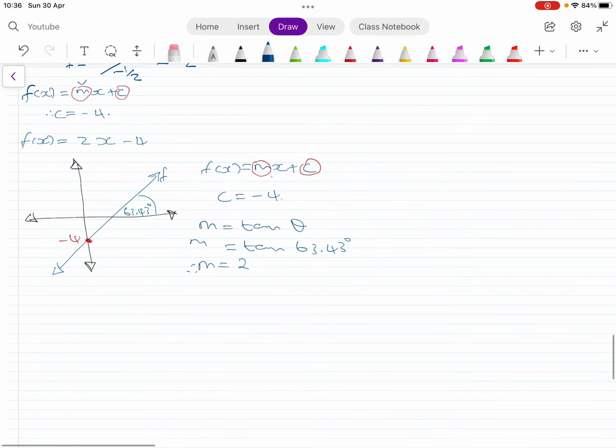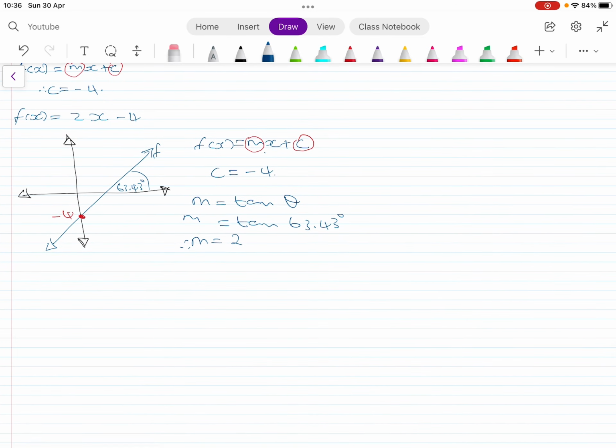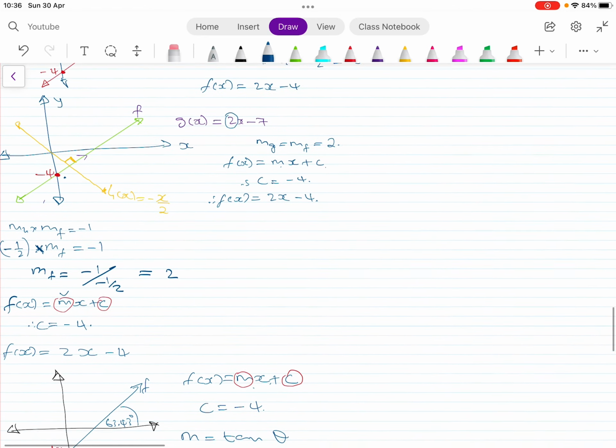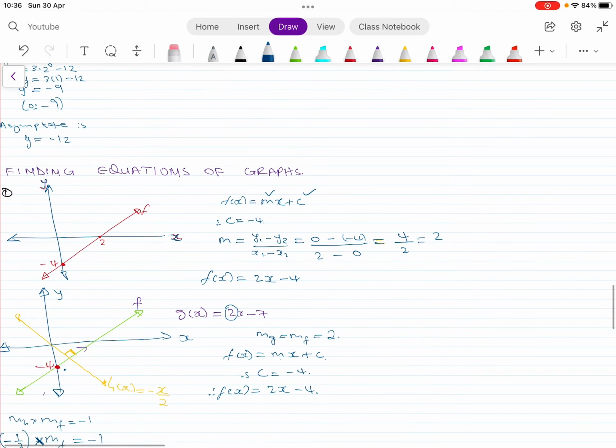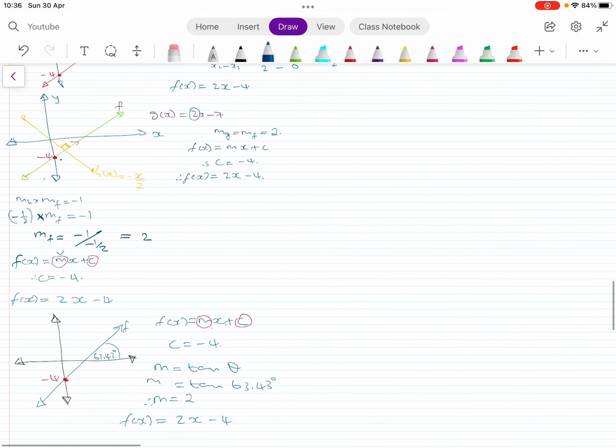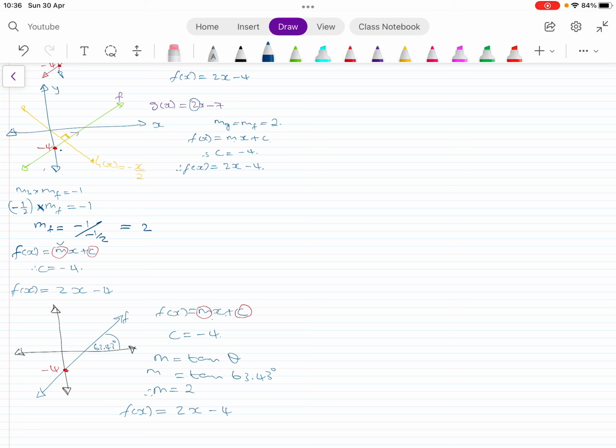Okay, then now you can just write the final equation. It's mx plus c. m is 2x plus c. c is -4 there. Then we are done. I hope you see how easy it is to get the equation of a straight line in these 3 different scenarios. If it still gives you problems, just ask, and then we can always try to assist you.